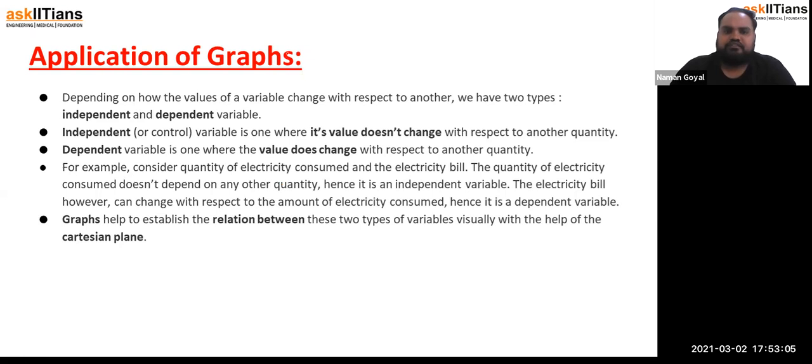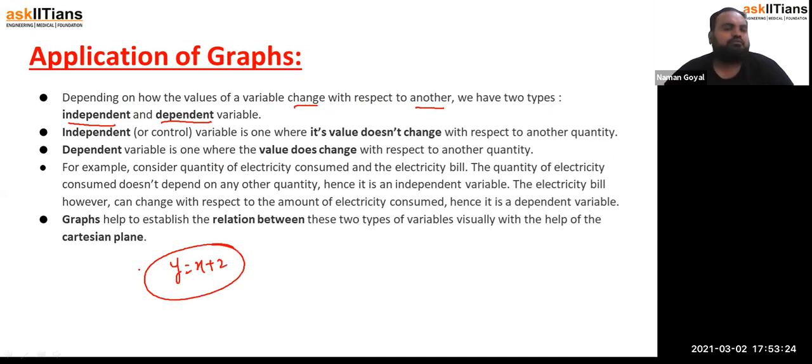Now there are some applications of graph. The first application: depending on how the values of a variable change with respect to another, we have two types, independent and dependent variable. Okay, so what is an independent and dependent variable? Let me show you. If I write y equals x plus 2, in this there are two variables. One is y and the second is x.